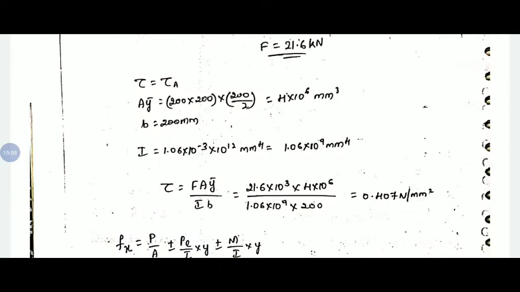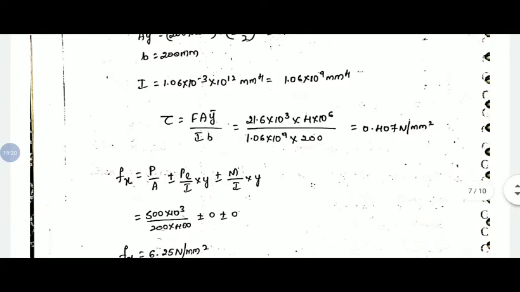Tau equals FAY bar by IB. On substituting we will get 0.407 Newton per mm square. Then Fx equals, here we need to calculate both maximum and minimum principal stresses. So we need to consider both plus or minus.